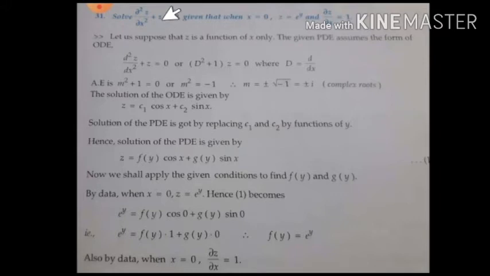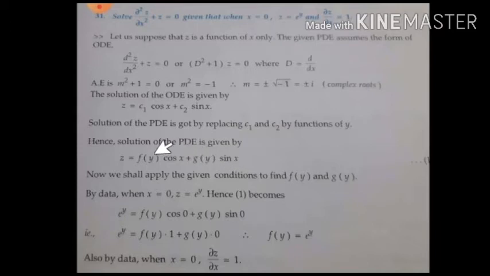Hence the title is given as solving a homogeneous partial differential equation by considering z as a function of only one independent variable. By converting into only one independent variable, the PDE gets converted to an ODE, an ordinary differential equation. Hence, we obtained the solution of the partial differential equation.